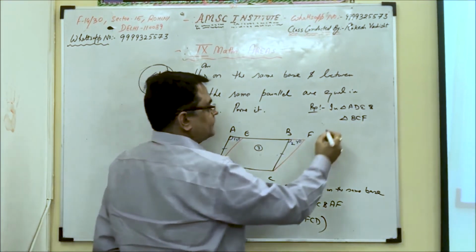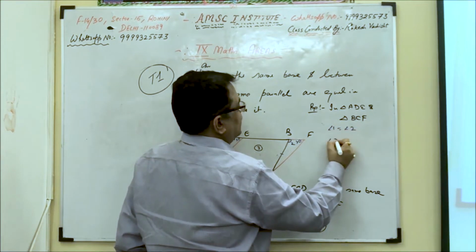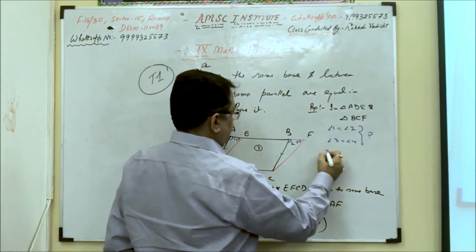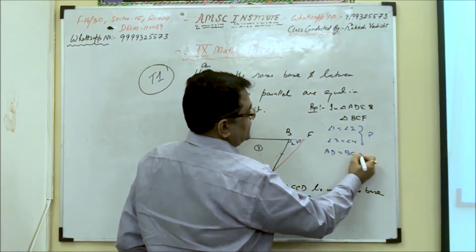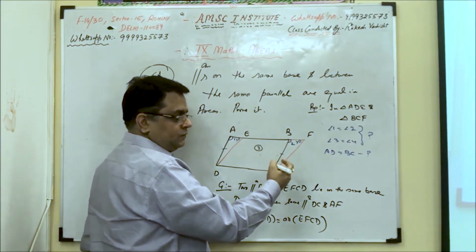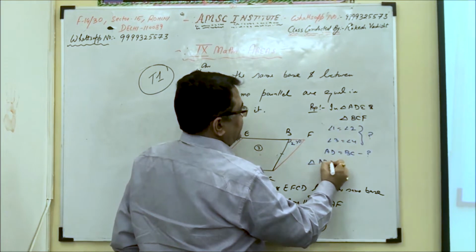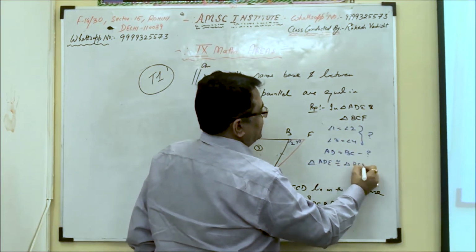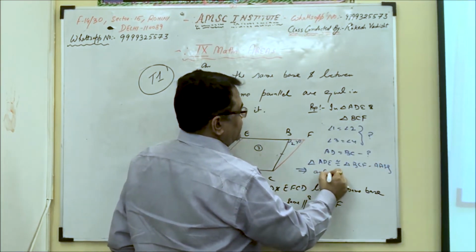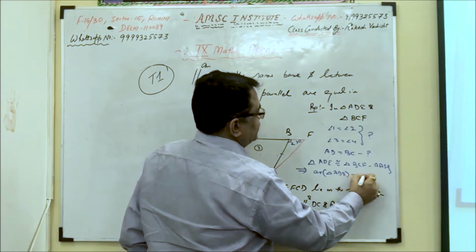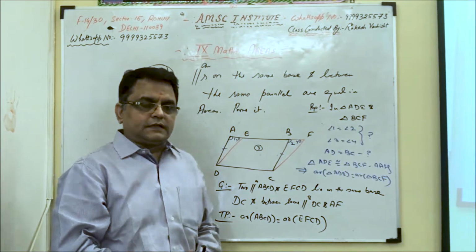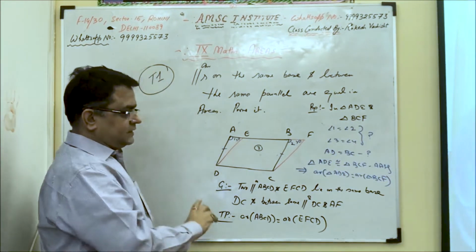Triangles are congruent under angle 1 equal to angle 2, angle 3 equal to angle 4, right? And we have AD is equal to BC. The reason also has to be written: because the opposite sides of a parallelogram are equal. That makes triangle ADE congruent with triangle BCF under AAS congruency. That means area of what? Area of triangle ADE is equal to area of triangle BCF. Is this clear? Is it clear to you? This is understood, right?